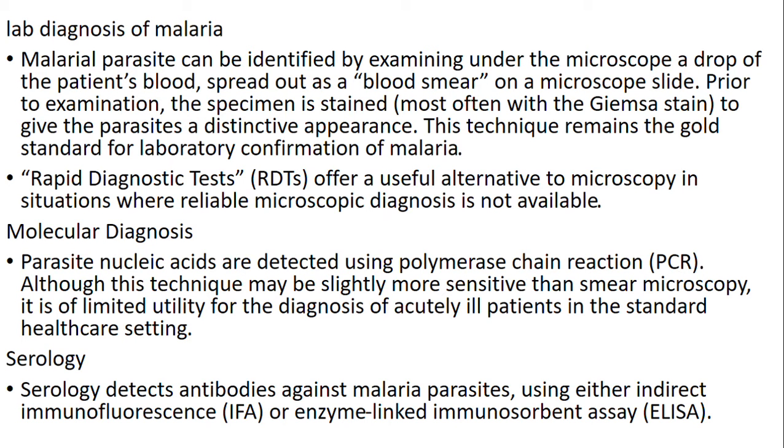Lab diagnosis of malaria. Malarial parasite can be identified by examining under the microscope a drop of the patient's blood spread out as a blood smear. The specimen is stained, most often with Giemsa stain, to give the parasites a distinctive appearance. These techniques remain the gold standard for laboratory confirmation of malaria.